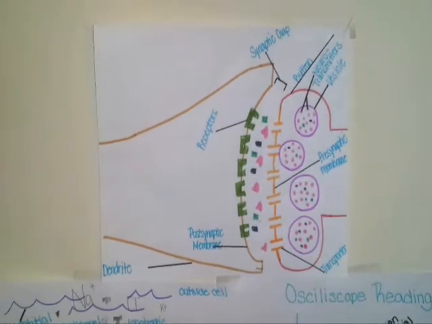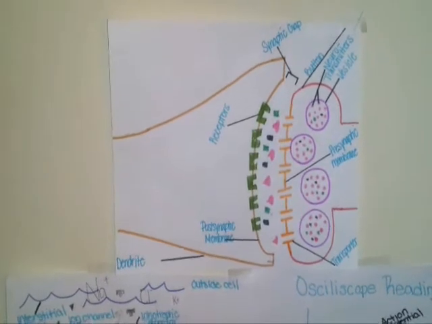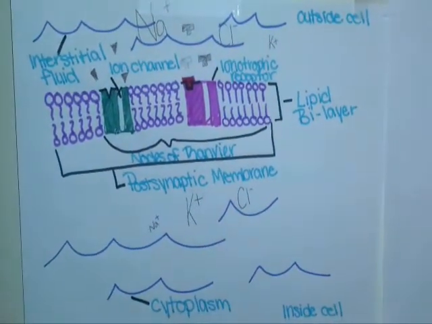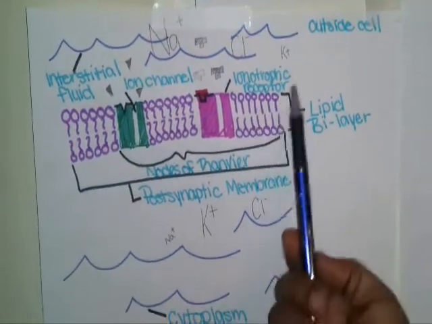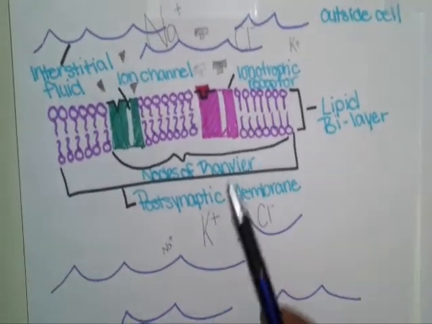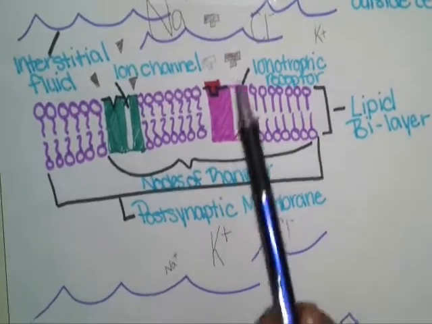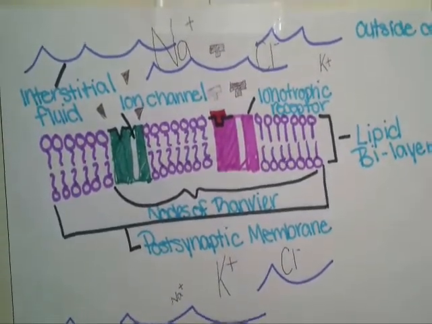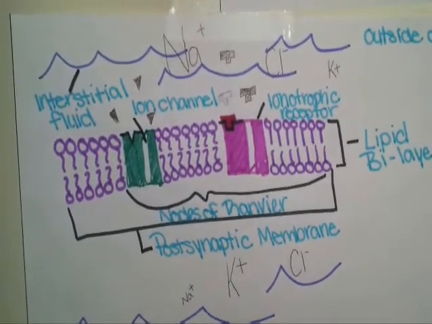Let's take another look at how the postsynaptic membrane can be drawn when neurotransmitters are binding to the receptors. Here we have another view of the postsynaptic membrane and the lipid bilayer. And these are the receptors, also known as ionotropic receptors, which have ion channels. Outside of the cell, we have interstitial fluid, and inside the cell, we have cytoplasm.